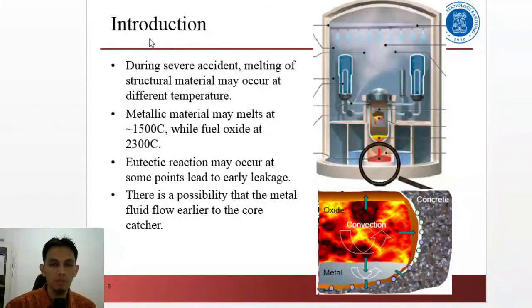As for the introduction, a nuclear power plant severe accident may melt the structural materials at different temperatures. This is the overview of the reactor building. We have the reactor pressure vessel in the middle, the steam generator, the pressurizer, and the core catcher. The reactor pressure vessel is where we put the fuel of the reactor. That's where the fission reaction occurs. After the fission reaction continues, the coolant water for the conventional reactor starts to form steam using the steam generator, and the steam continues to the steam turbine and produces electricity.